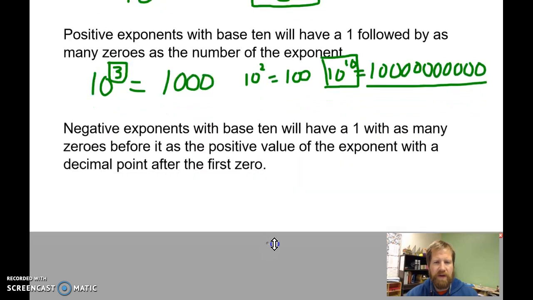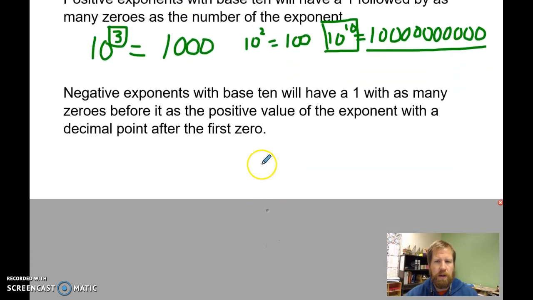Now, when you have negative exponents, it's a little trickier, but it's very similar. Okay, so negative exponents, so we have 10 to the third up here. If we have 10 to the negative third, I'm going to basically reverse this number. So 0, 0, 0, 1. And then my decimal point goes right there.